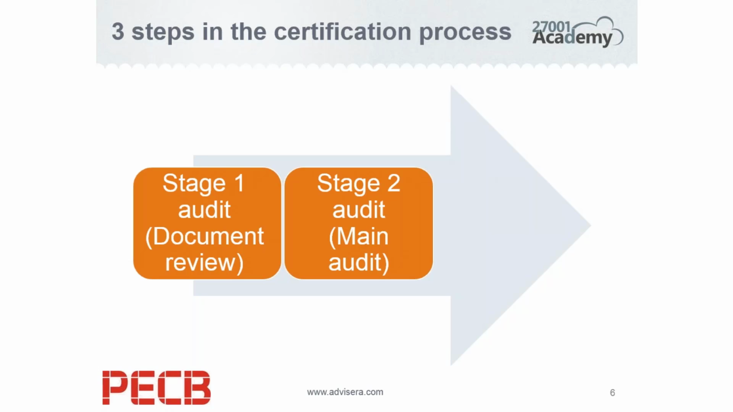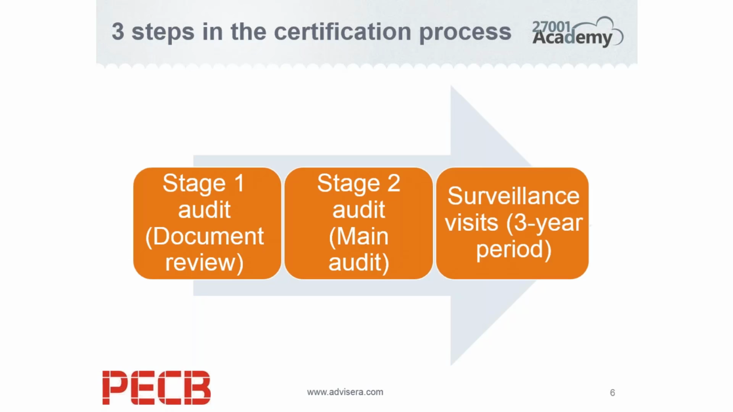If you are successful at the stage 2 audit, and the certification auditor does not find any major nonconformities, which I will speak about a little bit later on, so if he finds only minor nonconformities, then you will get the certificate as a company.